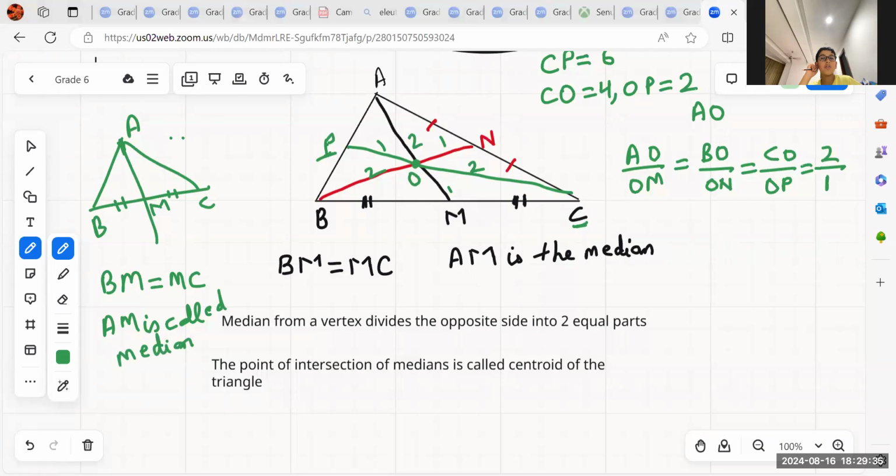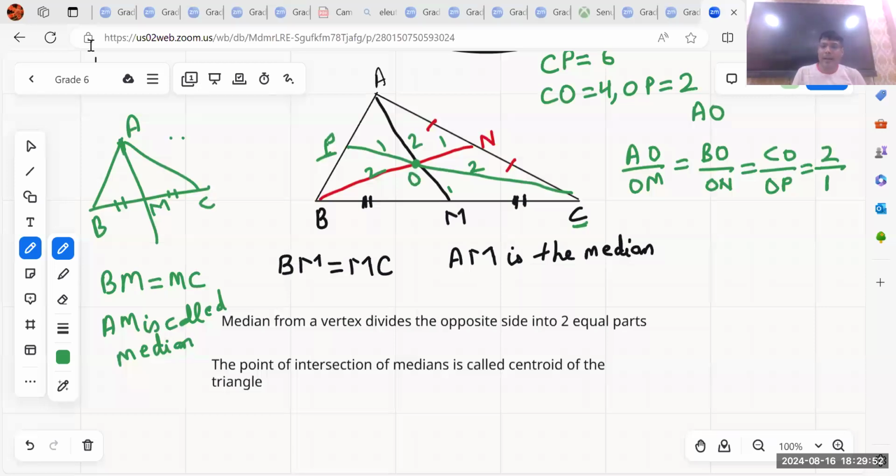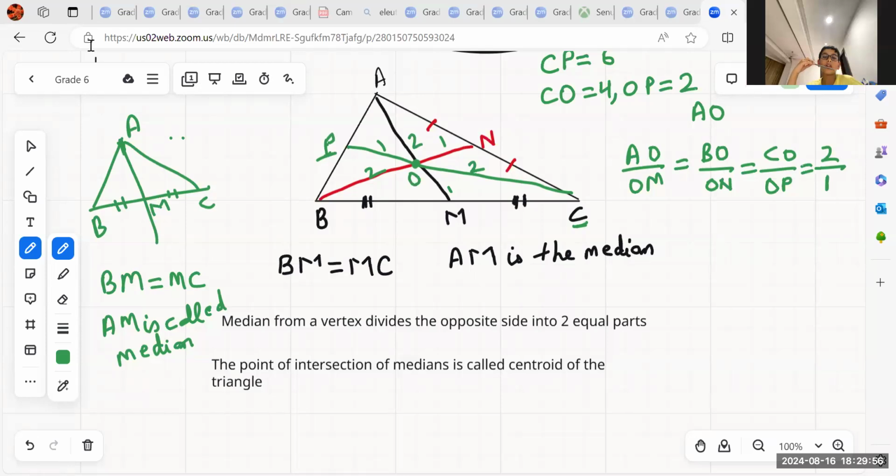I didn't understand the ratio thing. Like AO upon OM is equal to BO upon OM is equal to... beta, the centroid of the median, that point, divides the median in the ratio 2:1. When we do ratio, remind me once more and I will explain again. Okay. Yes, sir.